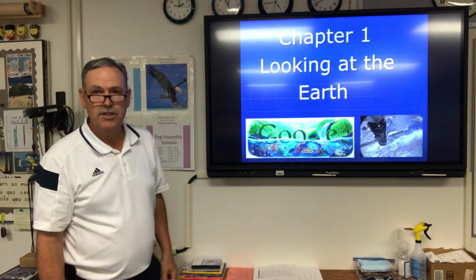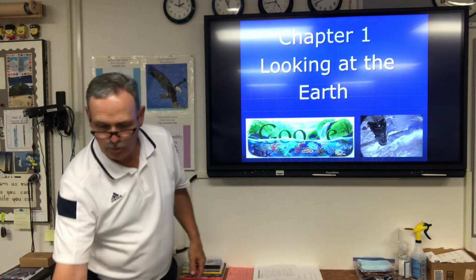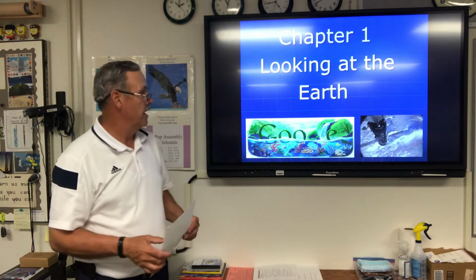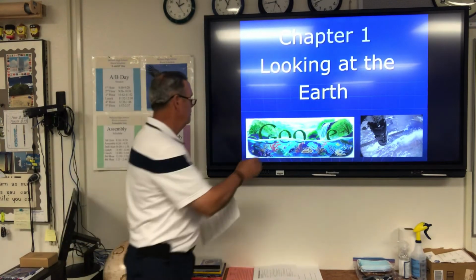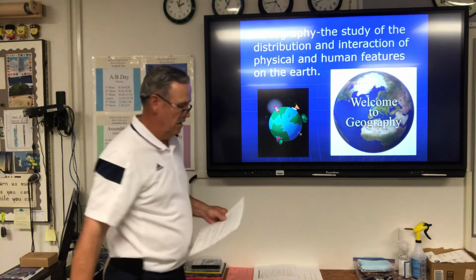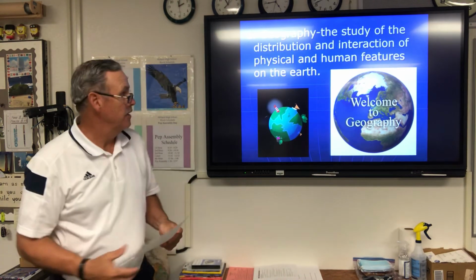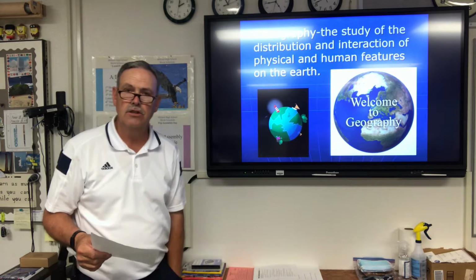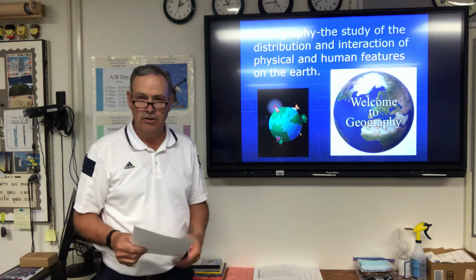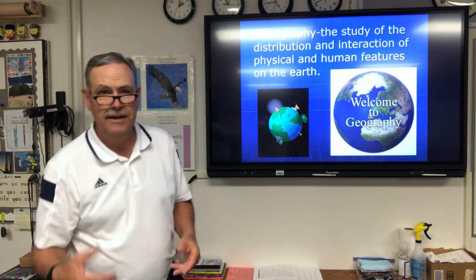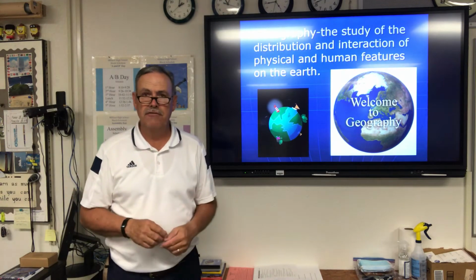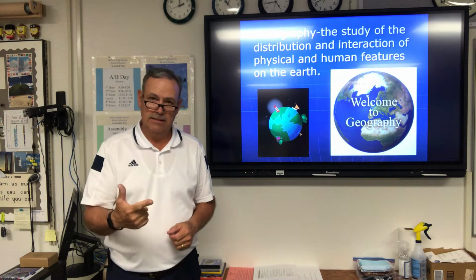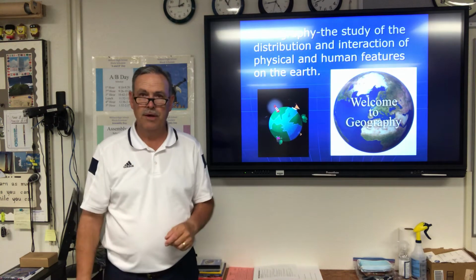Okay, so this is page 1 of chapter 1 in geography. Looking at the Earth is the title. So by definition, geography is the study of the distribution and interaction of physical and human features on the Earth. Basically, that's a big, long definition of saying that geography is the study of people and places. Basically, you can put everything into that.